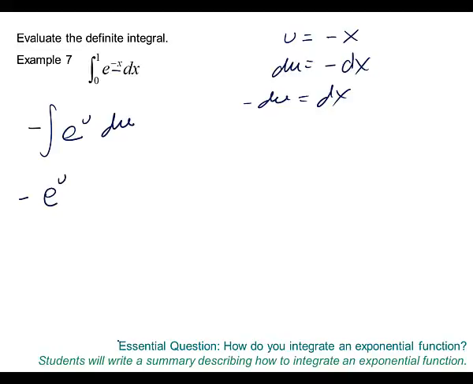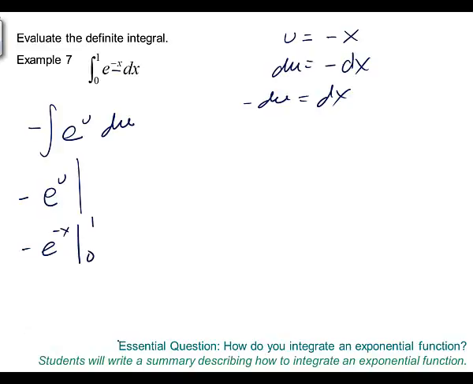E to the u, we're not doing plus c, because I had limits, right? And I can't put those on there until I convert it back to x's. Sorry, I'm not doing a very good job of converting it back to x's this morning. Okay, so I'm putting the x back in, so I'm putting in negative x for the u, and I'm going from 0 to 1.